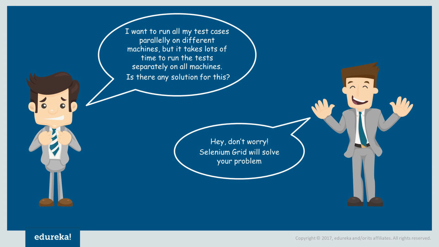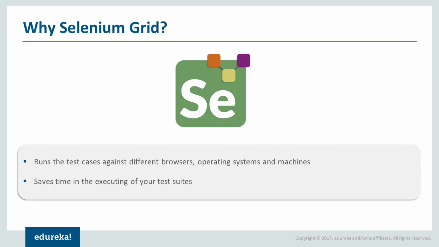So this particular engineer is thinking about how to run all his test cases on different machines, but since it takes a lot of time to run the tests in parallel on all machines, is there a solution? Here, Selenium Grid will solve all your problems. Yes. How do we set up this grid? Why this grid? Selenium Grid runs the test cases against different browsers, different operating systems and machines.